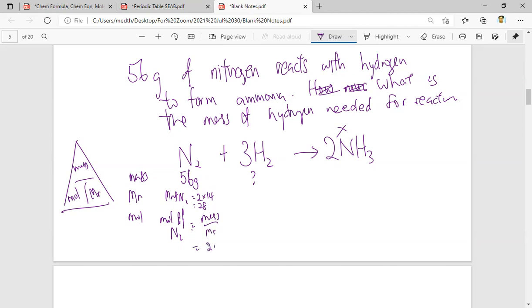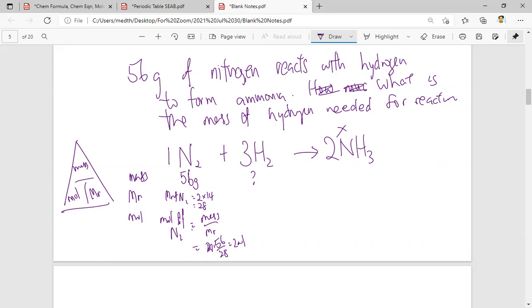I'll get 2 moles, 56 over 28, I'll get 2 moles. Okay, 2 moles. So I know N2 is 2 moles. Now, look at the ratio here. I know that 1 N2 gives me 3 H2.